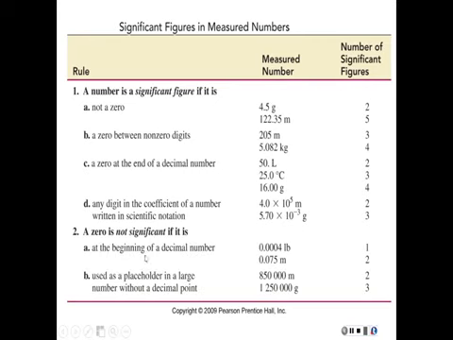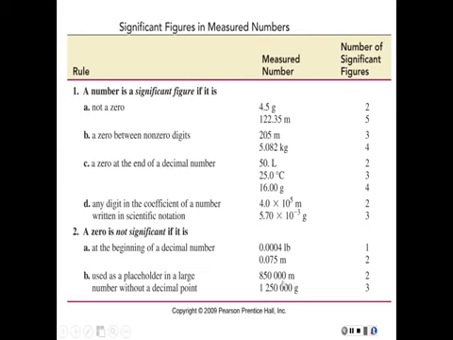And the last rules, zeros at the beginning of a number. So if zeros begin a number, those zeros are not considered to be significant. They just needed to write the number. So the one significant figure here is the number 4. The 7.5, that's 2 significant figures.